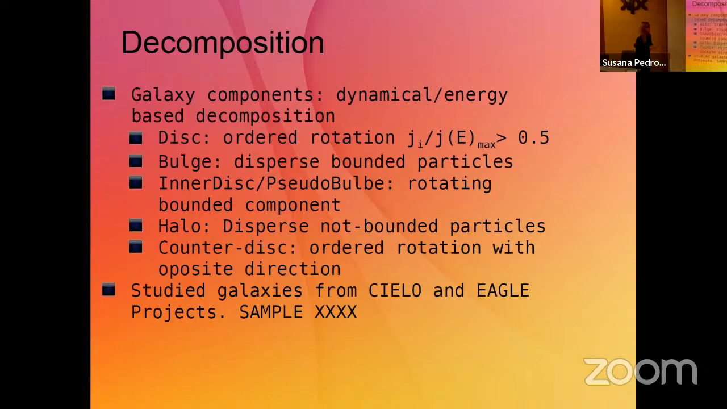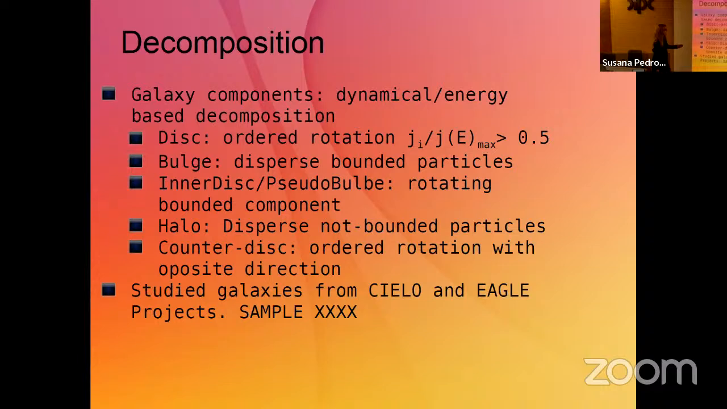For the decomposition, we are interested in analyzing just the inner part of the galaxy, this inner disk. So we use a rather simple method based on the circularity, let's say how ordered the rotation is. With a threshold, we decide which galaxies are dominated by rotation and which are dominated by dispersion. Then we use an energy criterion to distinguish which particles are bound and unbound.